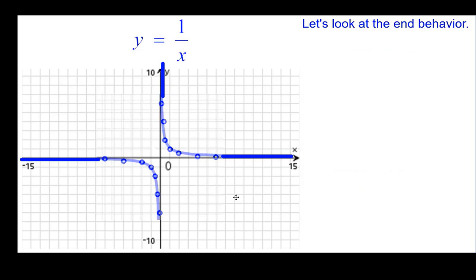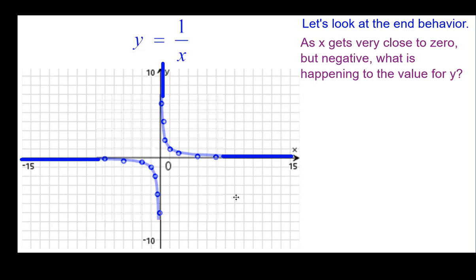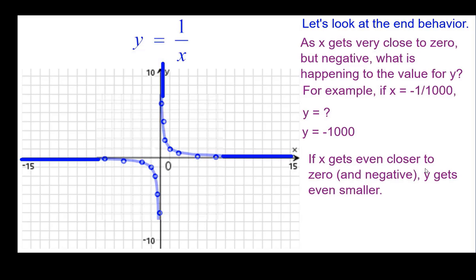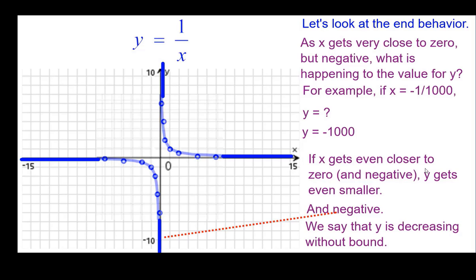And then on the other end, as x is very, very close to 0 but negative, coming from this side, what's happening to the value for y? Try again, negative 1,000th. Y is going to be negative 1,000. And it gets even closer. Y gets even smaller and negative. And we show that this way. And we say that y is decreasing without bound. Press pause as needed.